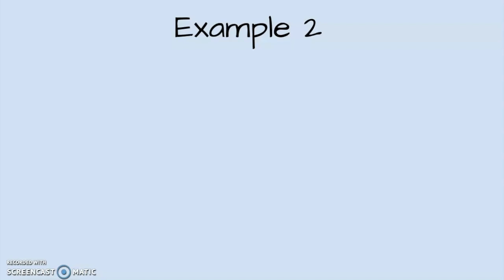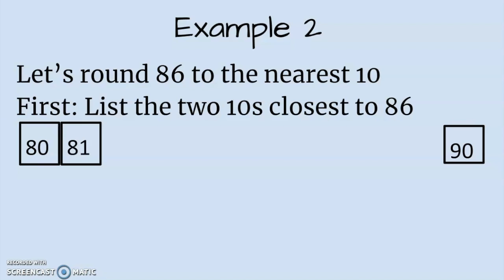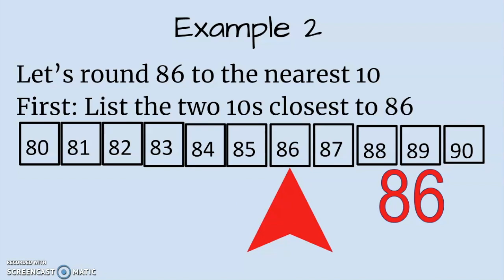Okay, let's take a look at example 2. Let's round 86 to the nearest 10. But first, we're going to list the 2 tens closest to 86. That will be 80 and 90. And then let's go ahead and list all the numbers in between so we can zoom in on that 86. We're going to identify the ones place, which will be that number off to the right, our 6.